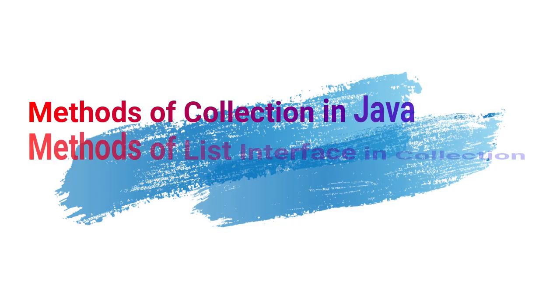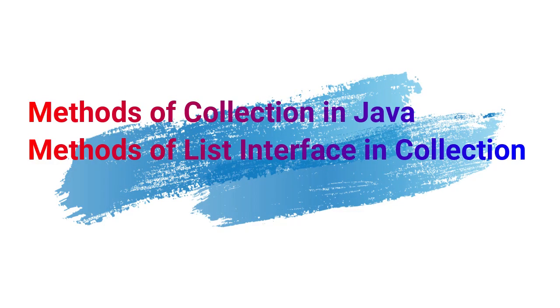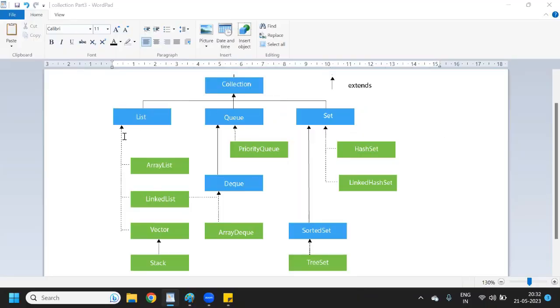Hey, hi guys. In the previous session, we saw the collection interface and its child interfaces: list, queue, set, DQ, and sorted set. We also saw why we use these interfaces. Today we will understand the methods of collection.